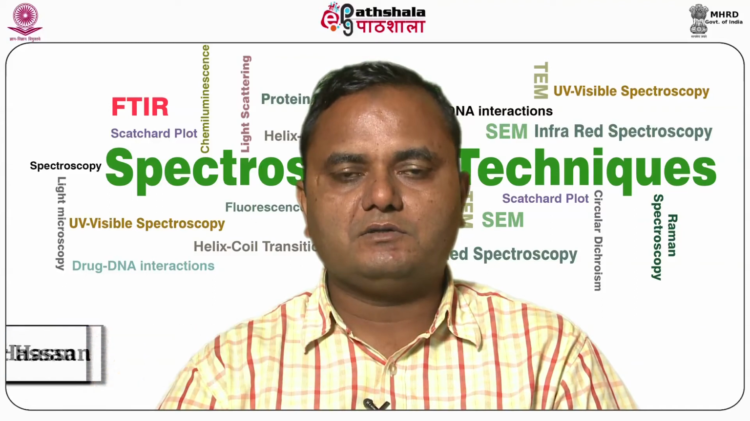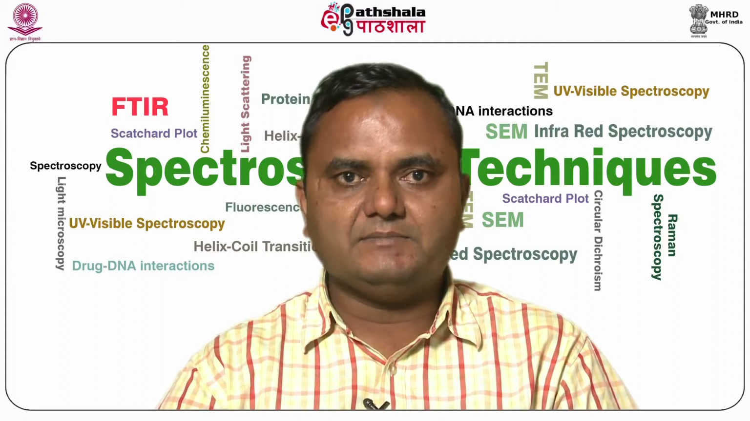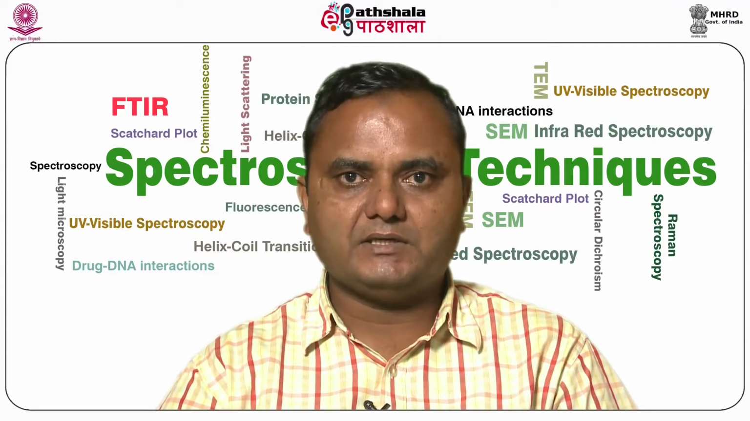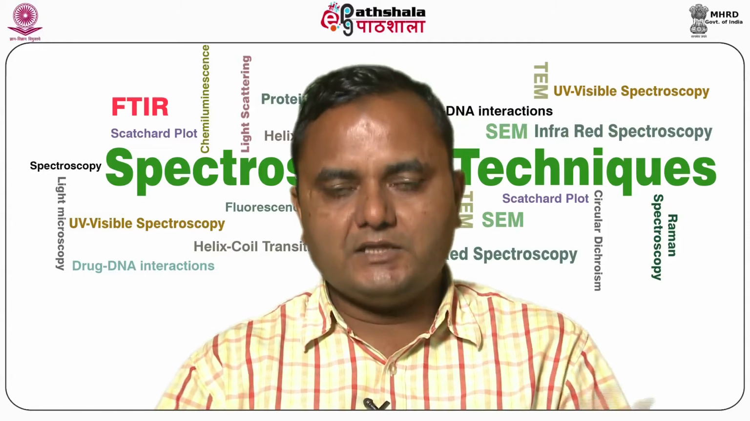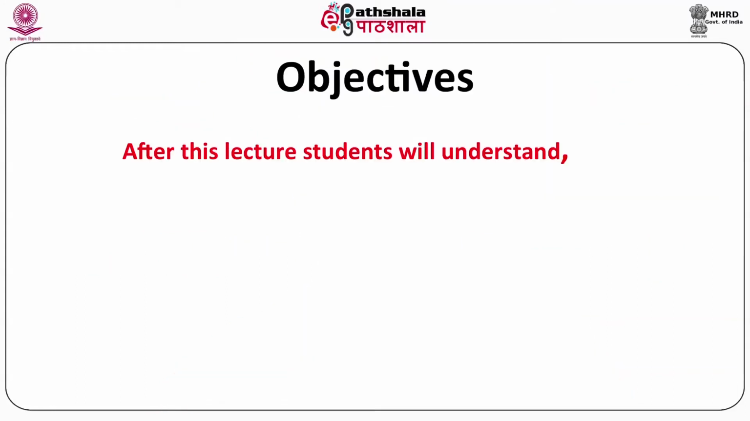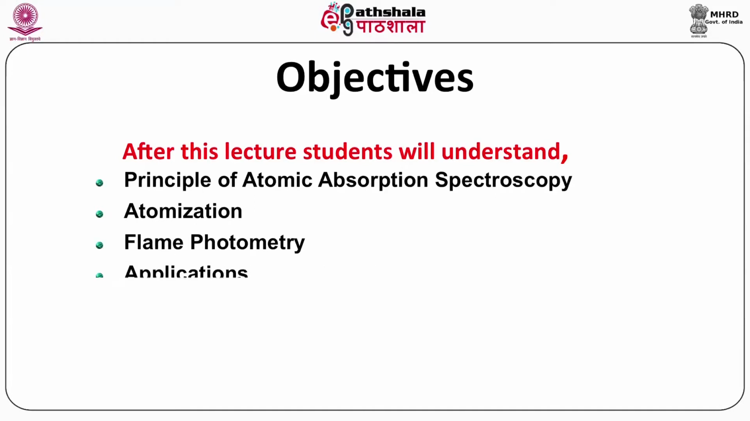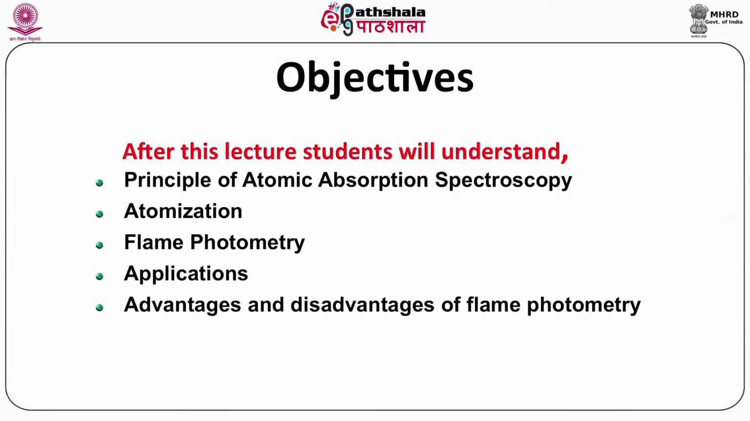Today we are going to talk on paper 10, biophysics, in which we will discuss module 30, named atomic absorption spectroscopy and flame photometry. In this module we are going to discuss in detail the principle of atomic absorption spectroscopy. Then we talk about the method for atomization in atomic absorption spectroscopy. Then it will give you some highlights of flame photometry and its application. And then we talk about the advantages and disadvantages of flame photometry, followed by an overall summary of this module.